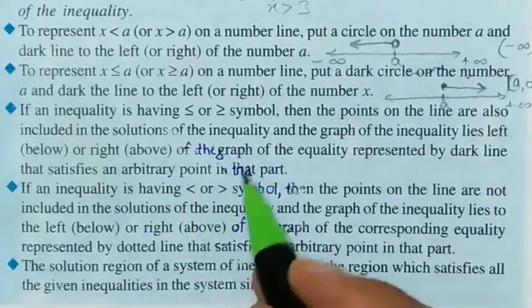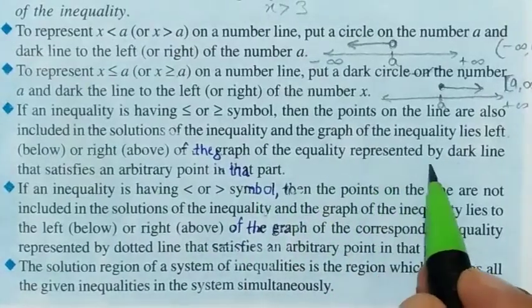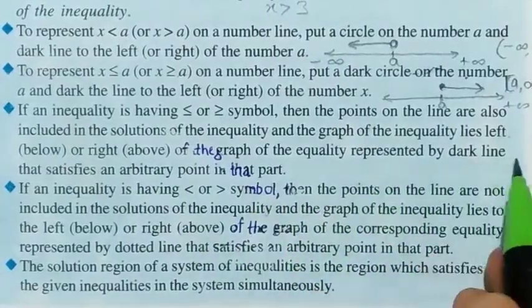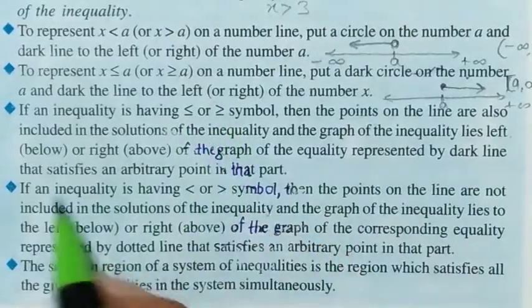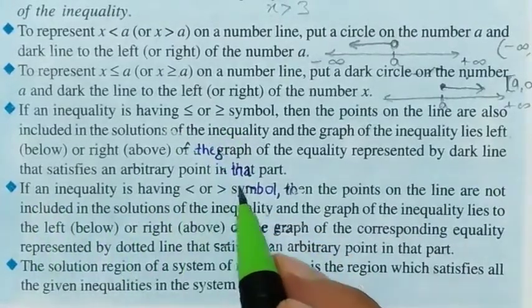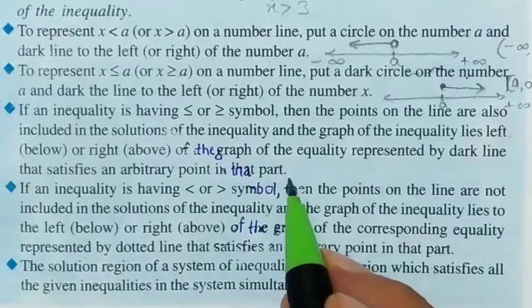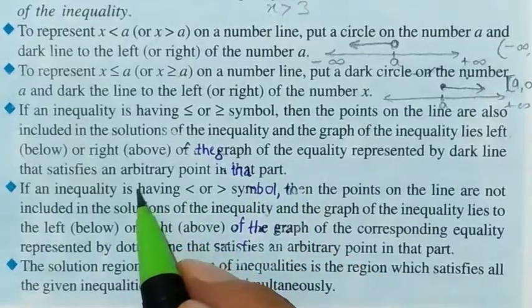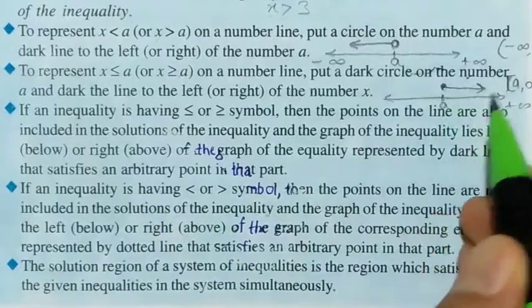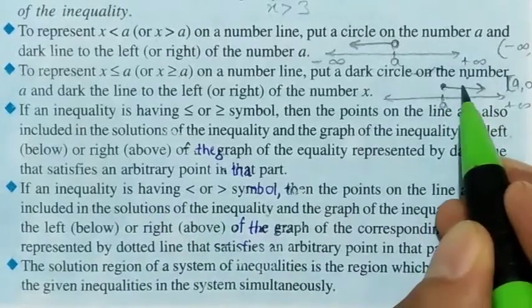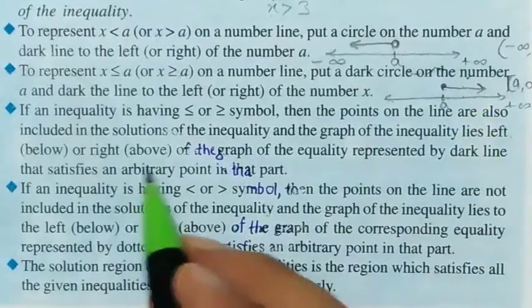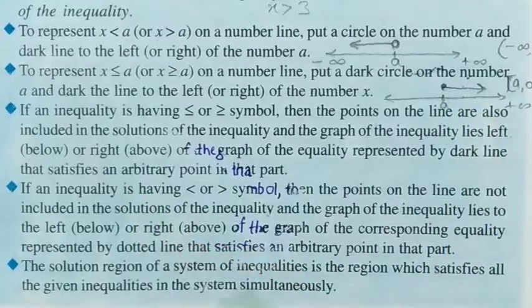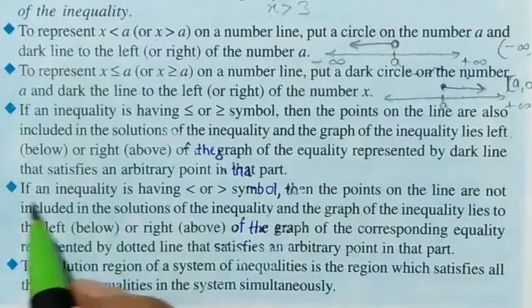Above the graph of the inequality is represented by a dark line because all values are included, because this is less than or equal to or greater than or equal to, and that satisfies an arbitrary point in that part. Arbitrary means any point on that part, like here any point on this number line will satisfy this inequality. So arbitrary means the point can be chosen from anywhere in that part.